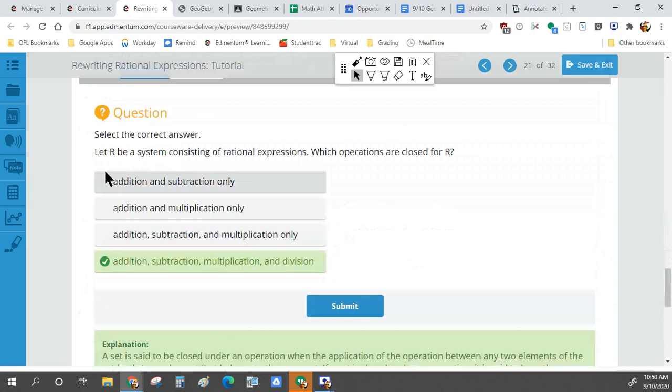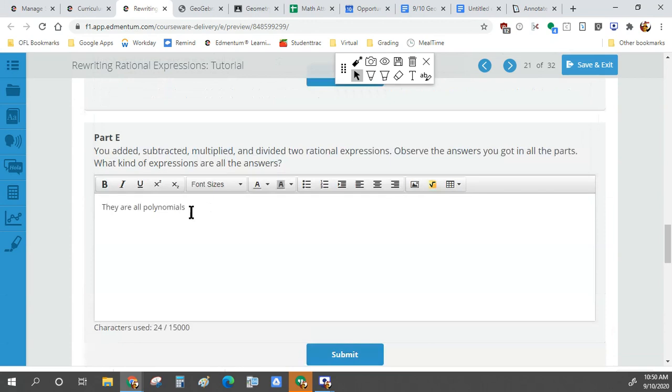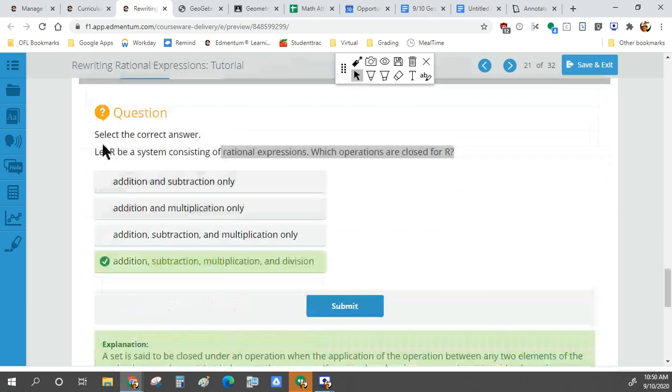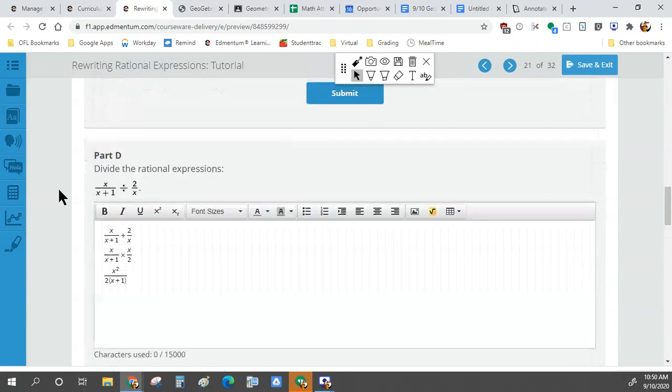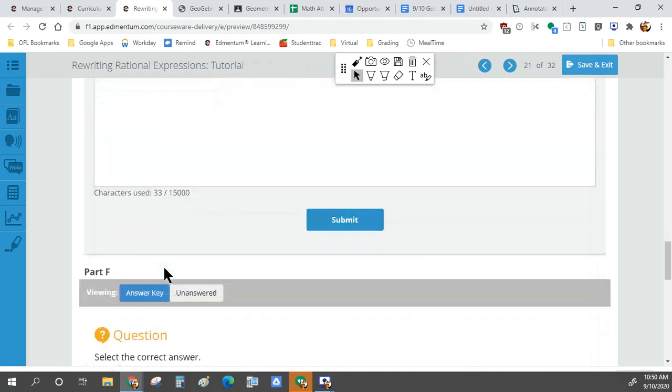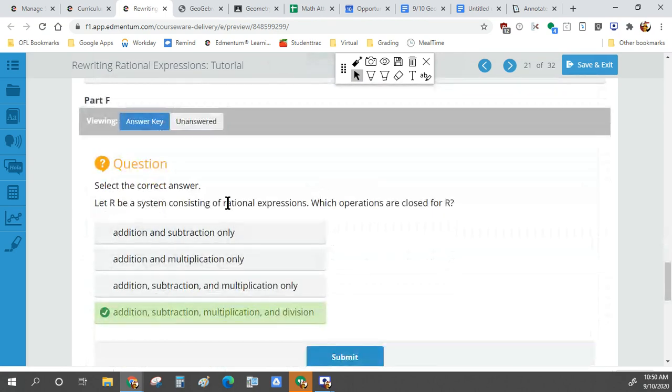And it's asking about a system of rational expressions. So these are rational polynomials, meaning that they are all some form of division with polynomials. But considering this, what is it closed under? Remember, polynomials were not closed under division. And if you remember, I said that sometimes you get these weird polynomials that don't work out. So this right here just says that rational polynomials are closed under division.